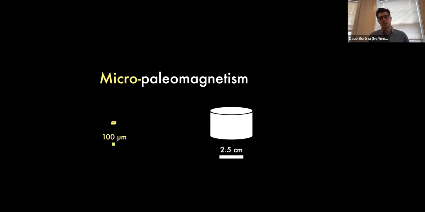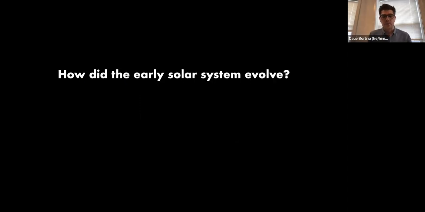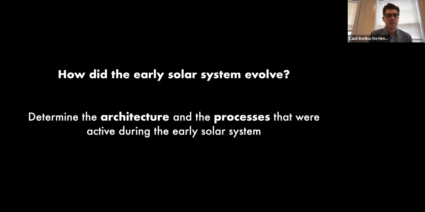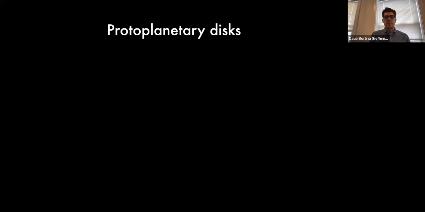And with that, we can solve problems that we couldn't before, and we can look into questions that we couldn't address. And the main question I'm going to be talking about using this technique in this talk today is, how did the early solar system evolve? So I'm talking about 4.5 billion years ago. And specifically, what can we determine about the architecture and the processes that are active during that time?